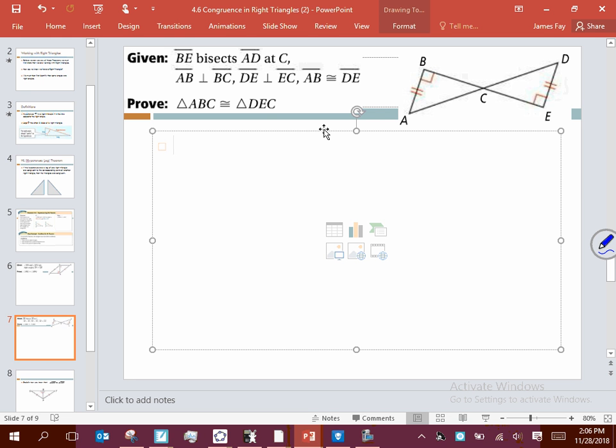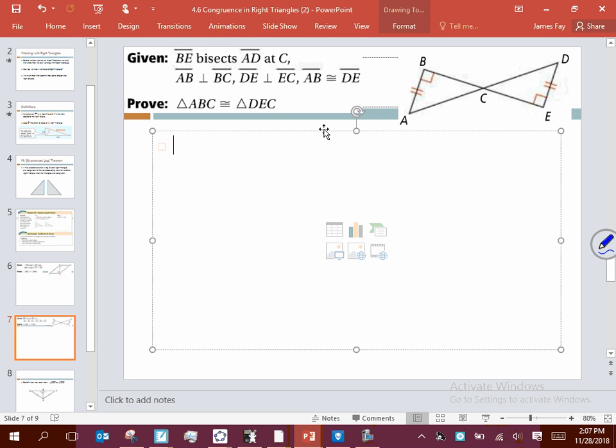What's getting bisected? Fred? AD is getting bisected, right? If Alex punches Mr. Fay, who's getting punched? Mr. Fay, right? The person at the end of that statement. So when I say BE bisects AD, AD is the thing getting cut. Does that make sense? Okay.